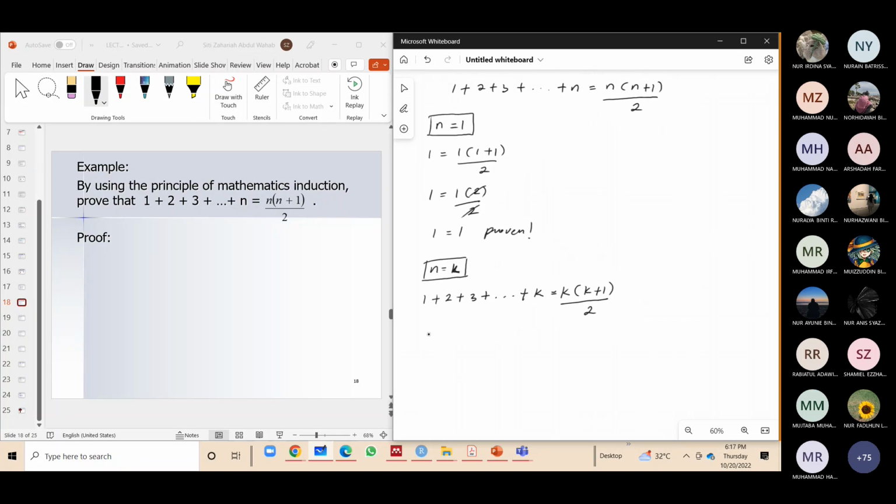Okay, the third step, n equals k plus 1. In the third step, you substitute k plus 1 into n. So it will be 1 plus 2 plus 3 plus ... plus n. I put here (k plus 1) in brackets. If you don't put the bracket, you will tend to make mistakes. If I don't put the bracket, it will look like 1 plus 2 plus 3 plus k plus 1, as different numbers. But actually this k plus 1 is one number. That's why I put the bracket.